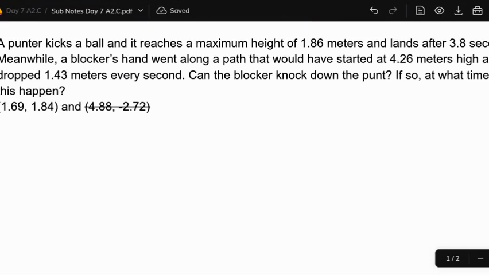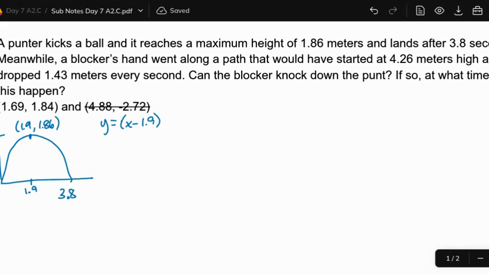So we've got a punter kicks the ball, and it reaches a maximum height of 1.86 meters and lands 3.8 seconds. So once again, using the assumption that we've got one quadratic, one linear, we're going to be setting this up with the maximum height being at 1.86, landing 3.8. So as you can see, we've got some nasty decimals. Dividing it by 2 gives me 1.9, which means my vertex is at 1.9, 1.86. So my vertex form will have the x minus h, 1.9, squared, plus the k, which is 1.86.